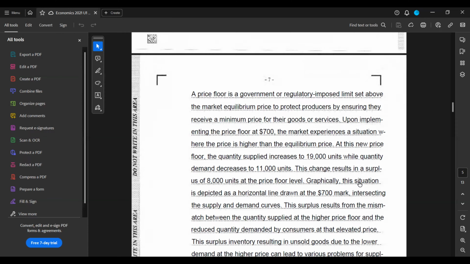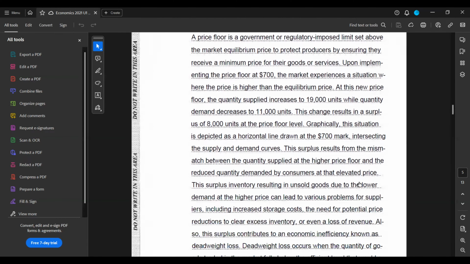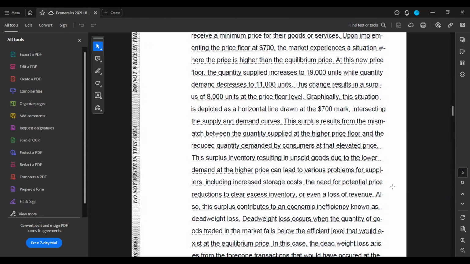Graphically, this situation is depicted as a horizontal line drawn at the 700 mark, intersecting the supply and demand curves. This surplus results from the mismatch between the quantity supplied at the higher price floor and the reduced quantity demanded by consumers at that elevated price. This surplus inventory, resulting in unsold goods due to the lower demand at the higher price, can lead to various problems for suppliers, including increased storage costs, the need for potential price reductions to clear excess inventory, or even a loss of revenue.